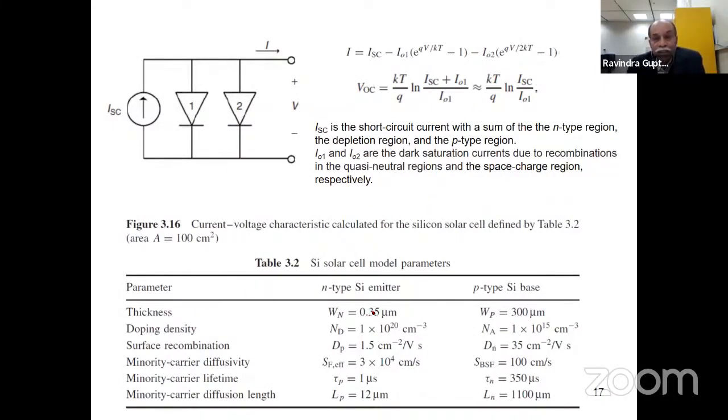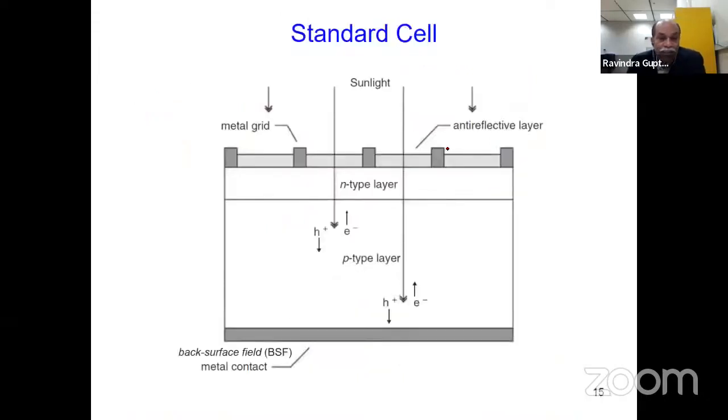Here, if you see, the thickness for the N-type region is 0.35 micron. For the P-type region, it is 300 micron. And doping density here is highly doped, it is 10^20 per centimeter cube, and this is 10^15. Surface recombination here is low, you can see, but here is very, very high. Minority charge diffusivity is here very high, but here low. This is the advantage of the BSF, your back surface field.